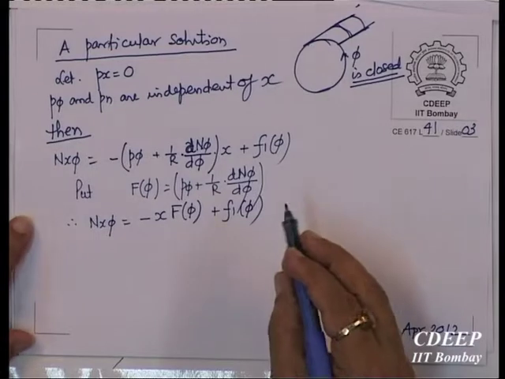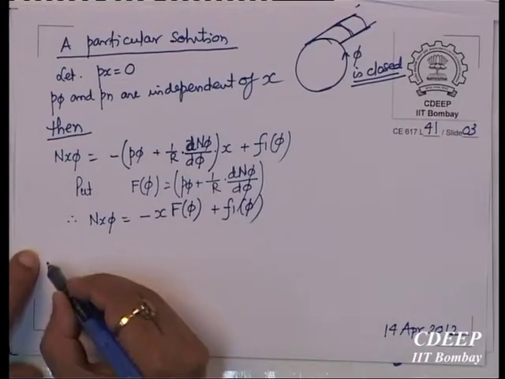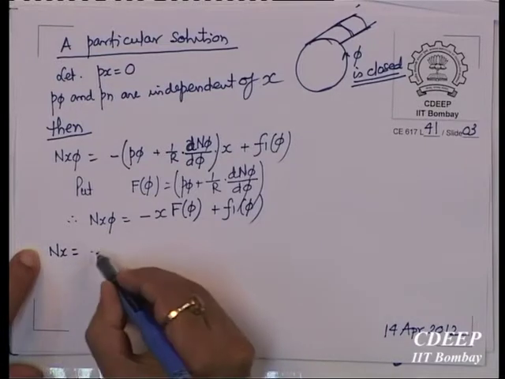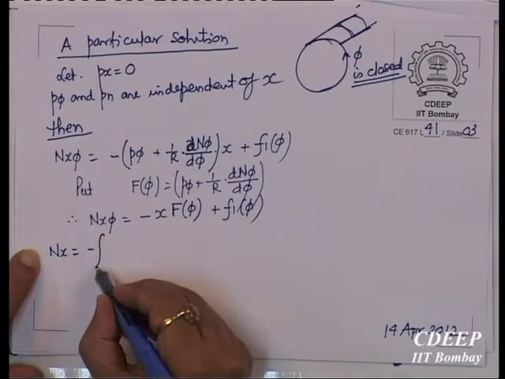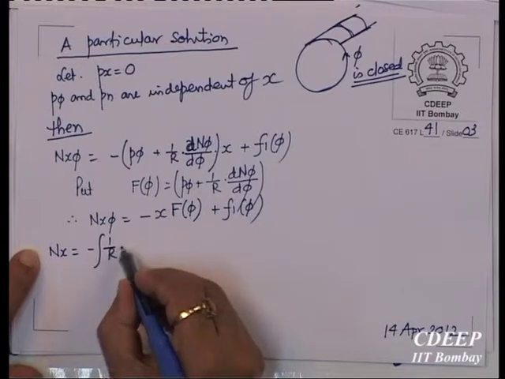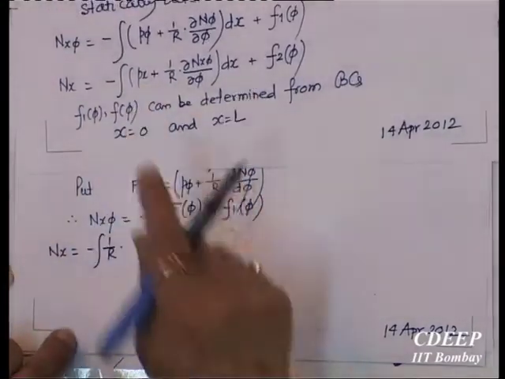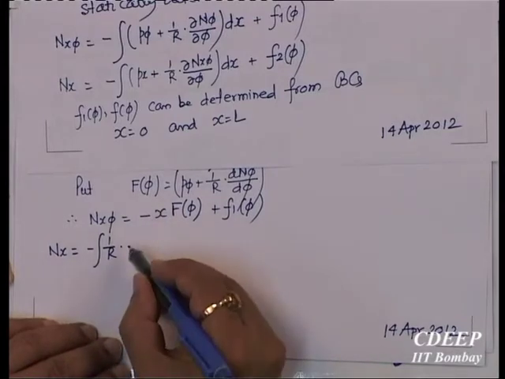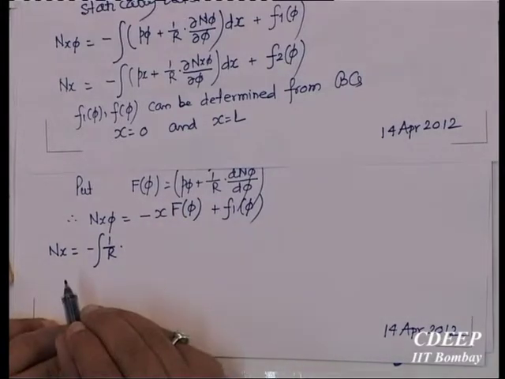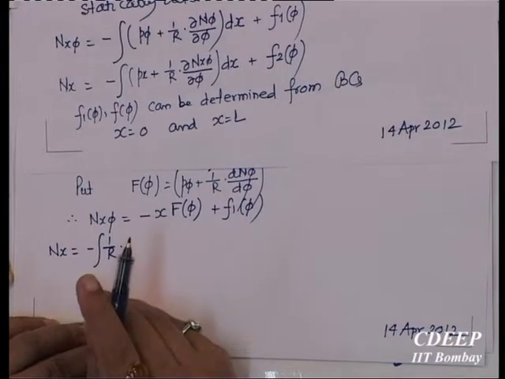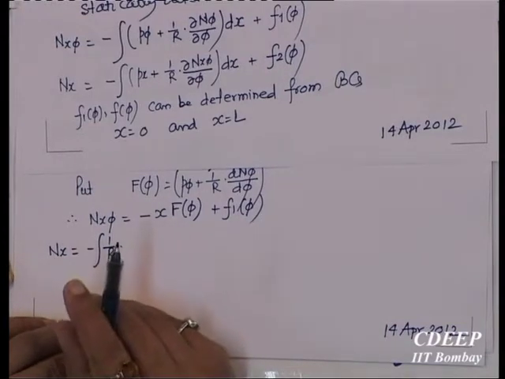Okay, so this is one, and what about n x? N x is equal to 1 by r, here P x is 0, 1 by r d n x phi by d phi.